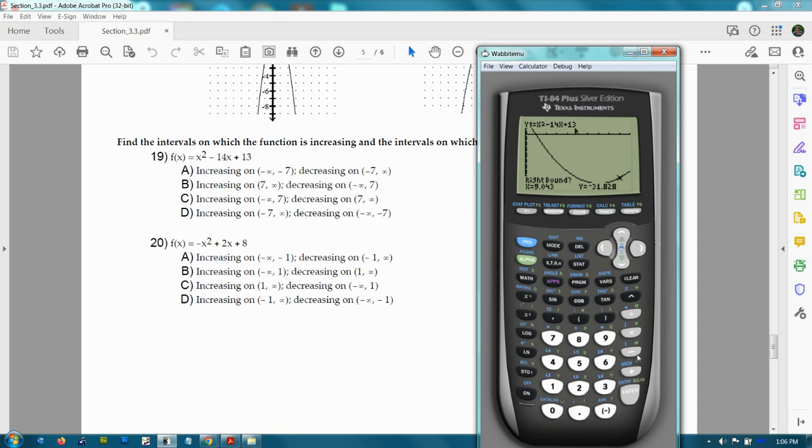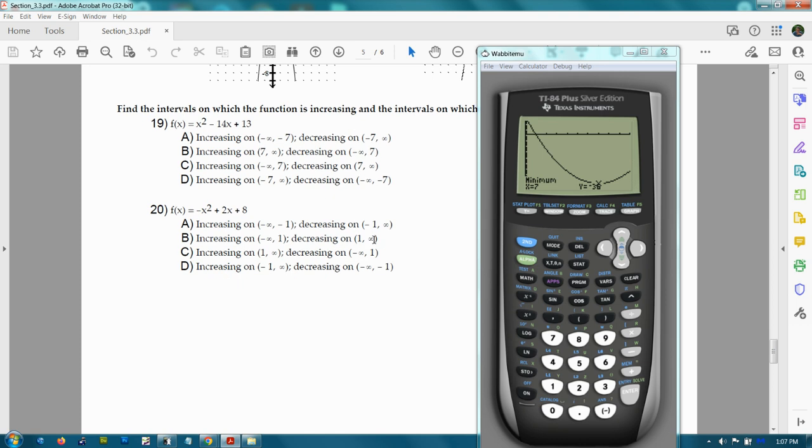Anyways, up here would be to the right. That's great right there. Hit enter, and he says, guess. Well, I don't want to guess. He thinks about it, then he tells me the y value is negative 38, but more importantly, the x value was 7. So it's decreasing from negative infinity to 7, and from 7 all the way to positive infinity, it's increasing. Letter B. That's kind of a way of doing it, zeroing in.